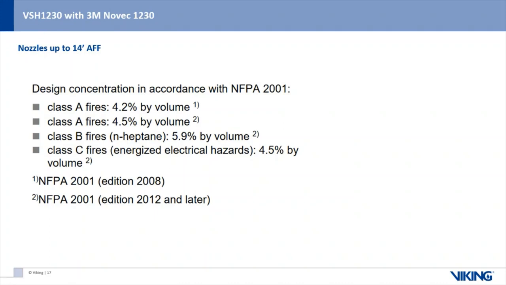Class B fires, you typically consult your manufacturer because there's so many different types of fuels, but you have 5.9% is pretty standard. But really consult your manufacturer for Class B type fires. Class C type fires are what I talked about earlier: energized, telecom, data centers. So we remember that these are energized, and we have 4.5% by volume in NFPA 2012 and later. This is for nozzles up to 14 feet.